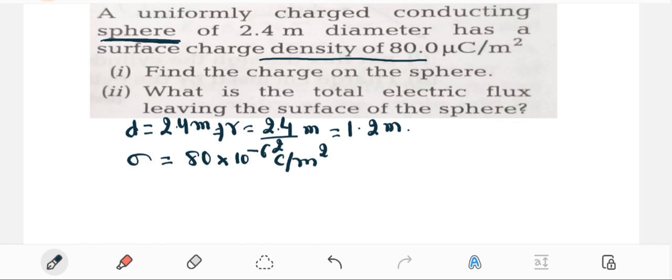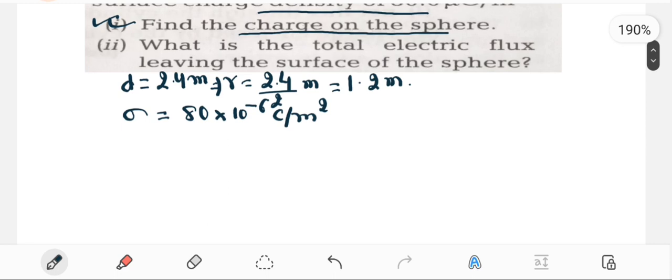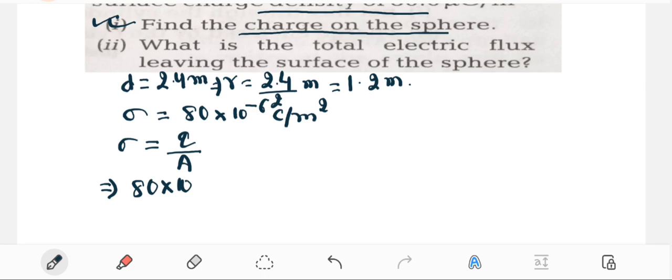So the first part of the question says find the charge on the surface. For finding the charge, we know the formula of the surface charge density, that sigma is equal to charge upon area. Now since we are talking about the sphere, let's write it first: 80 into 10 to the power minus 6 equals Q divided by the area of the sphere, and the area of the sphere is 4 pi r square.